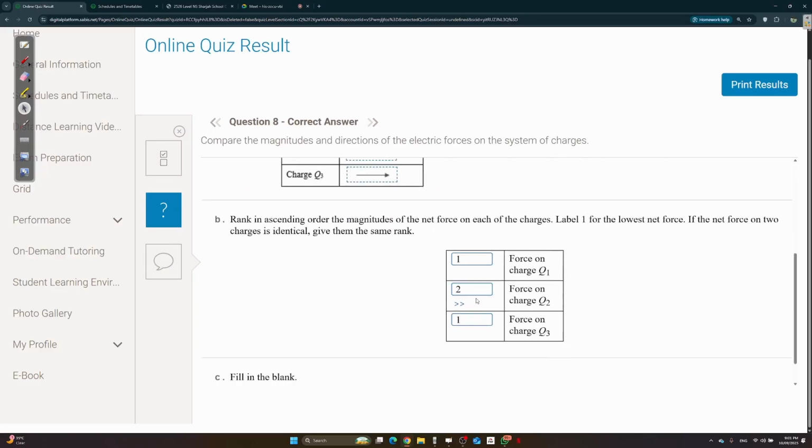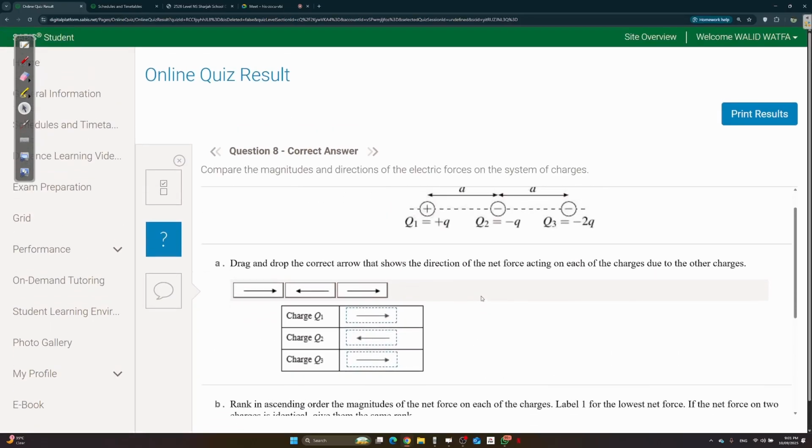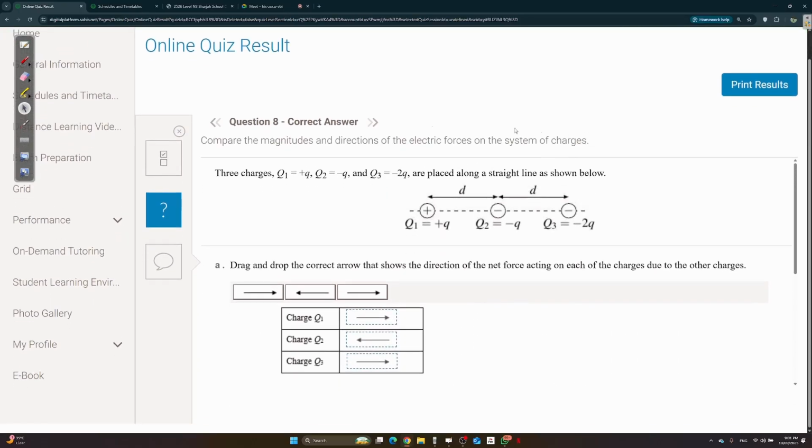Alright. What are they asking you to do? Drag and drop the correct arrow that shows the direction of the net force acting on them. Okay, let's talk about Q1 and Q2. Let's ignore these here and focus here. Do you see the circle I drew? What's the direction of the force for Q1 and Q2? If something's positive and negative, what's going to happen to them?